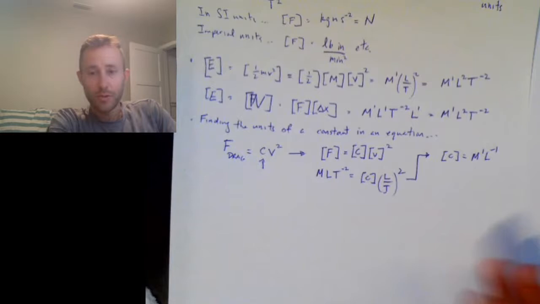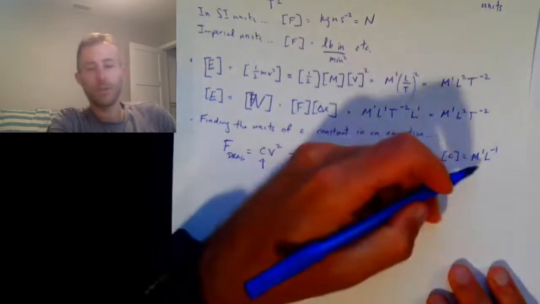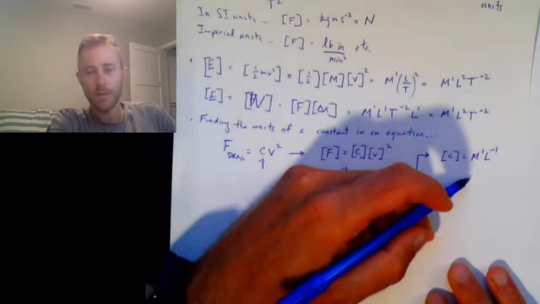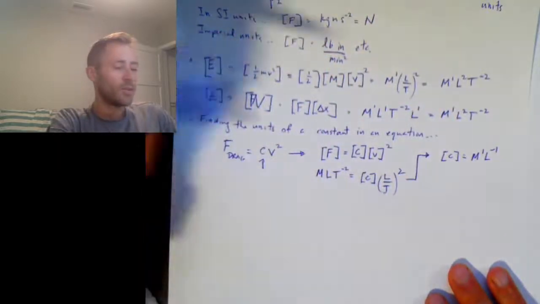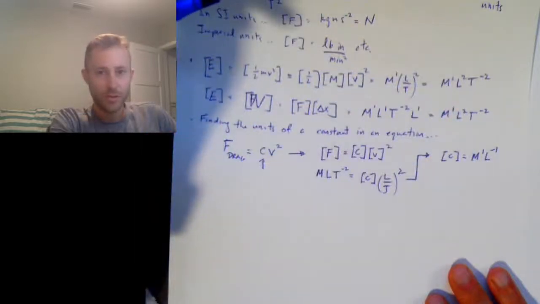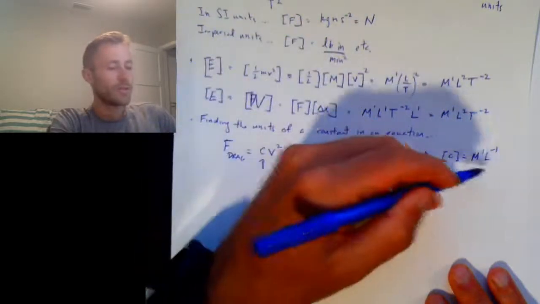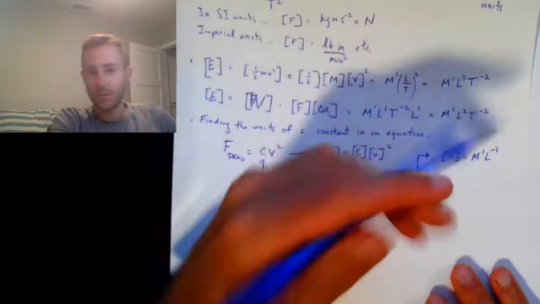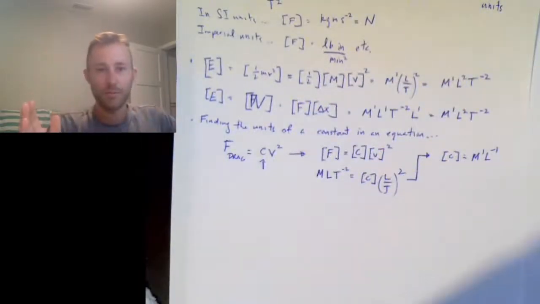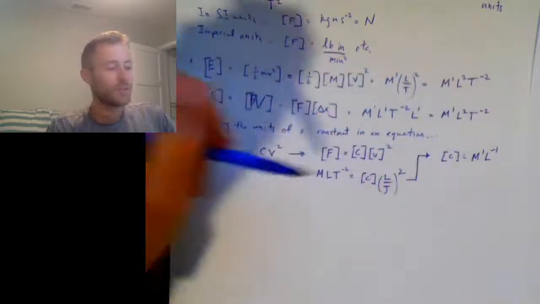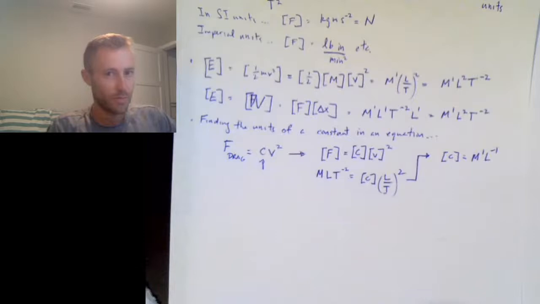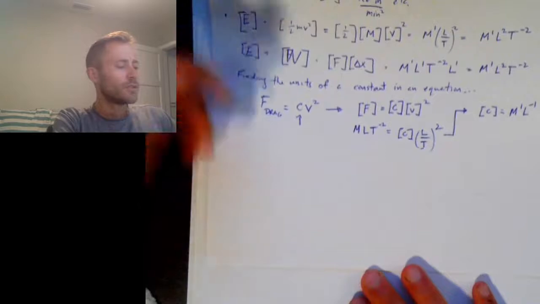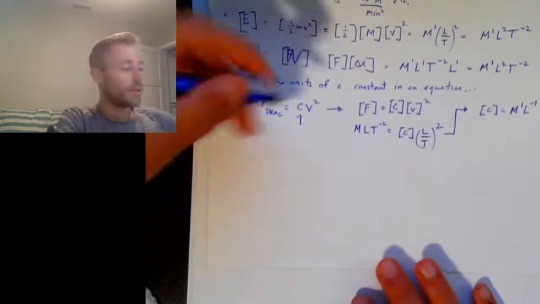So for example, if we were talking SI units, this would be kilograms per meter. Or if we were talking imperial units, it could be pounds per inch or something like that. Okay? So the fundamental units, no matter whether we're using metric or imperial or what have you, the unit of c is always going to be of the form a unit of mass divided by a unit of length. Okay? So this is how you find the units of a constant in an equation.